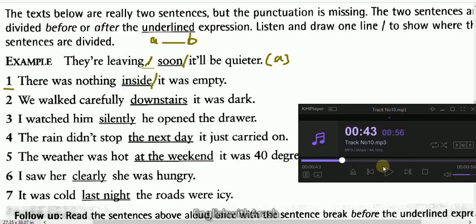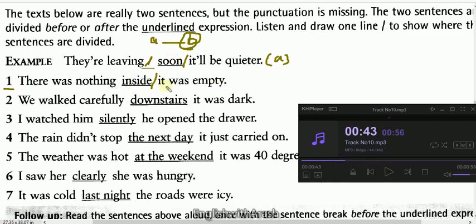Listen again. There was nothing inside. It was empty. There was nothing inside. It was empty. So the pause is here. It's B. It's not A. There was nothing inside. It was empty.